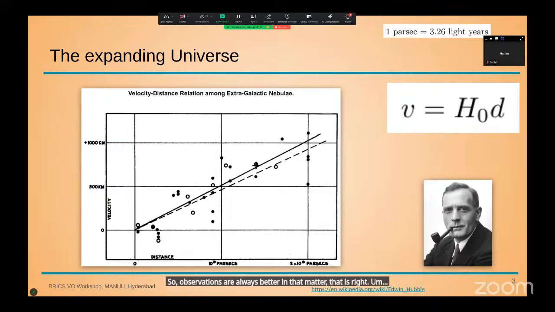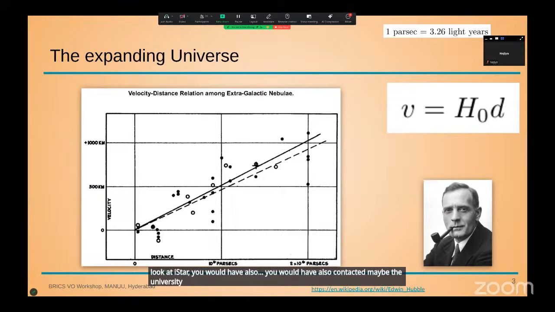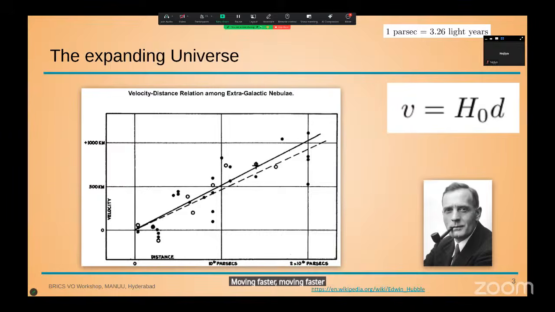If you look at Einstein, you would have also thought that maybe the universe would be contracting. If it was contracting, you would have observed the opposite behavior. These velocities would have been negative, moving faster towards us at larger distances if the universe was contracting. But here we found out that the universe is expanding. So then we try to understand what happens in these expanding universes.